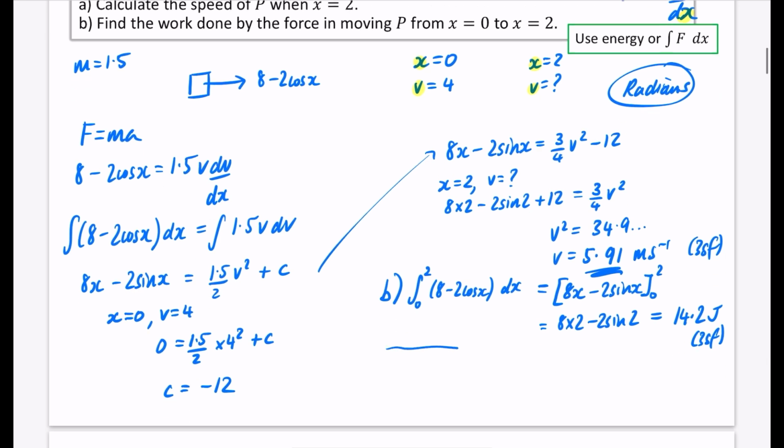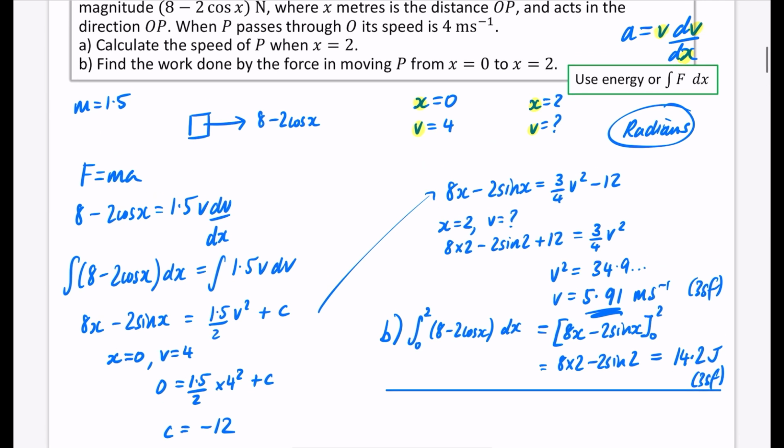Now, if I was going to do it in a different way, we're going to think about it as the energy considerations. Now, this is the work done by the force. So to begin with, we would say that it has the kinetic energy, and to end with, it has higher kinetic energy.